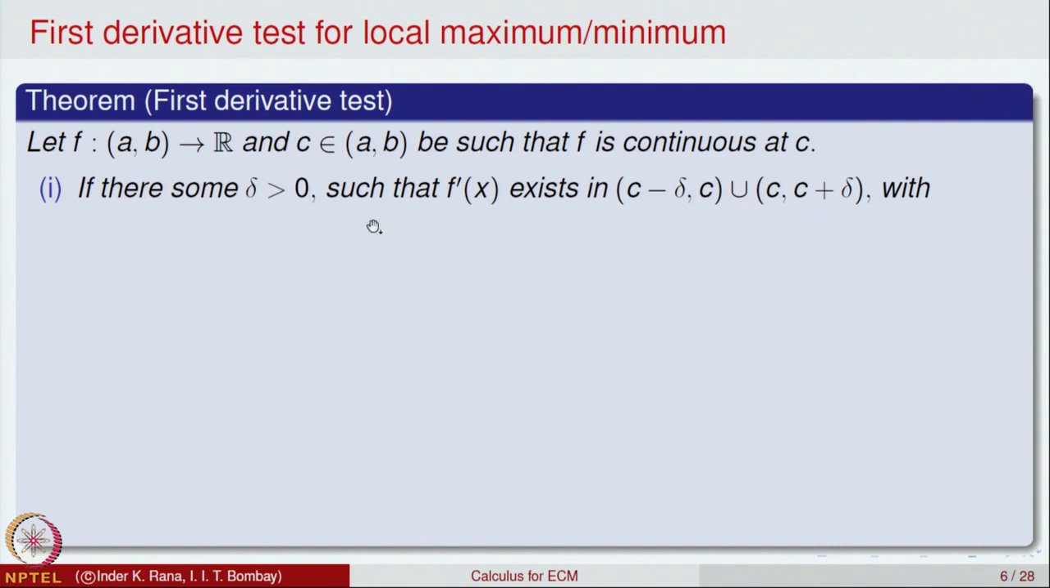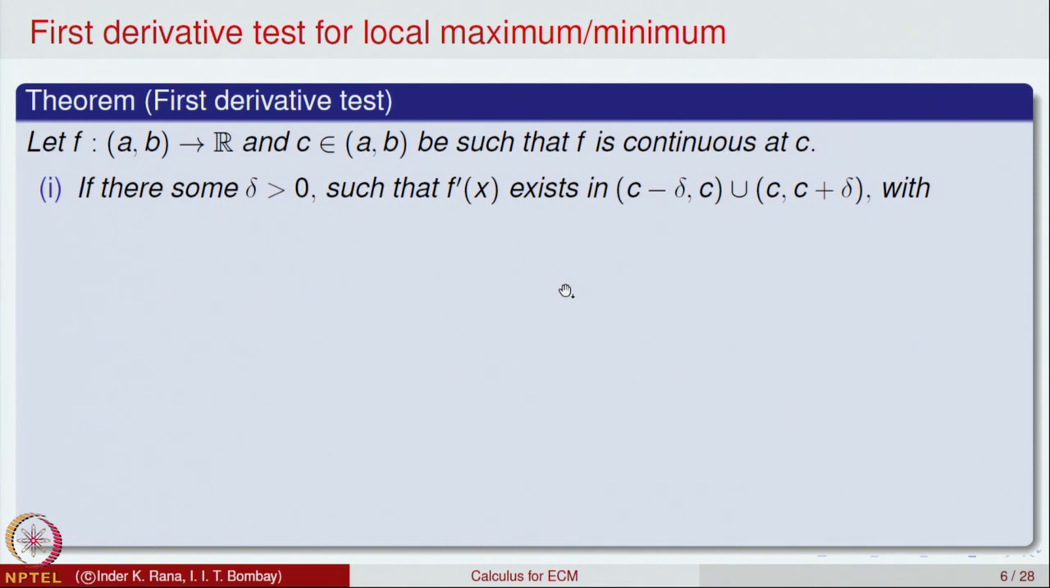Okay. So, suppose there is some delta bigger than 0 such that the derivative exists in an interval around C, but may not exist at the point C. This is written mathematically as: there exists some delta bigger than 0 such that if we look at the open interval C minus delta to C union the open interval C to C plus delta, then the derivative exists in this interval. That means at every point on the left of C and on the right of C in this interval the derivative exists.